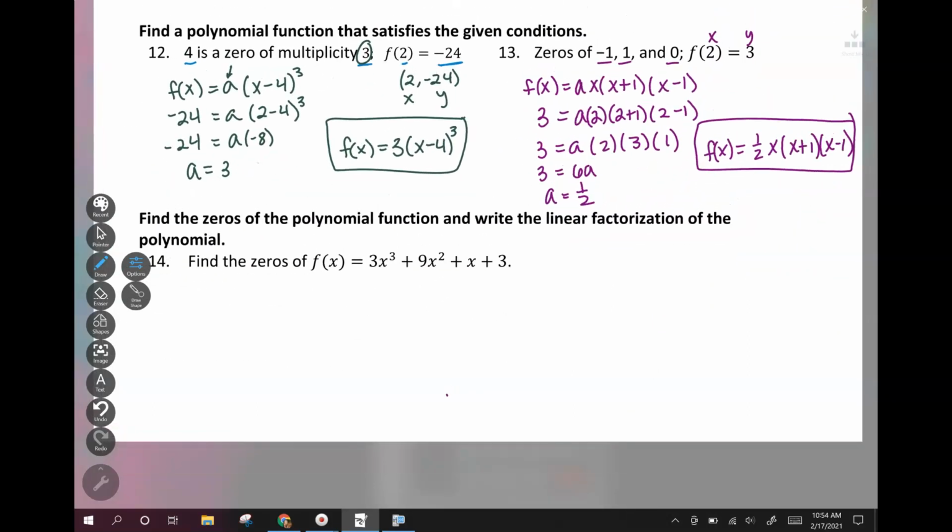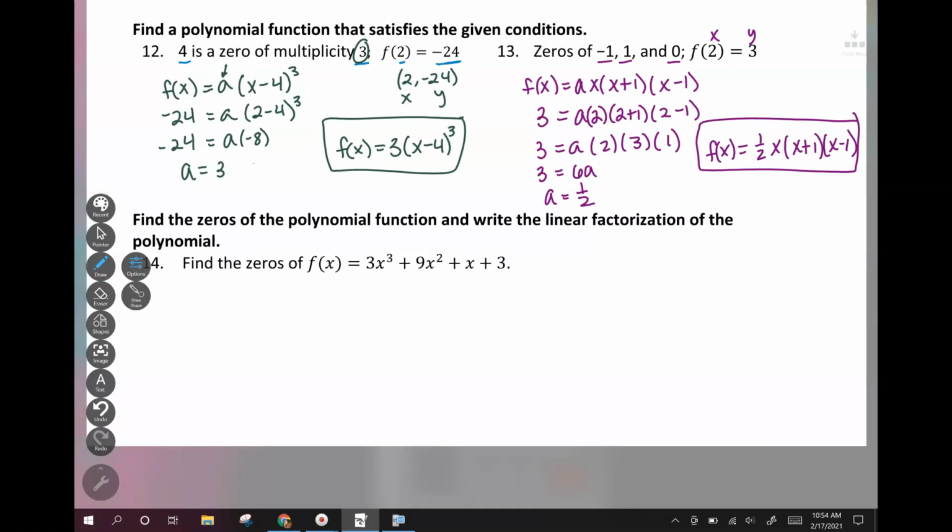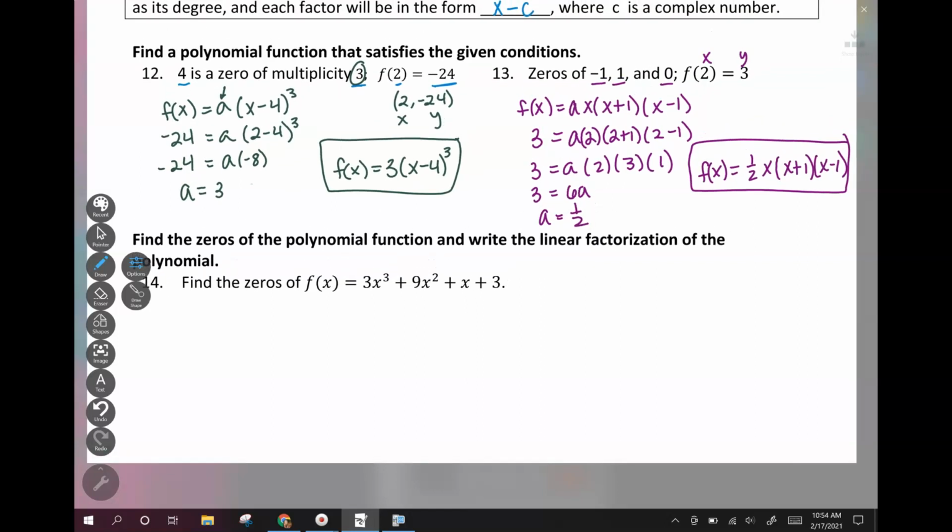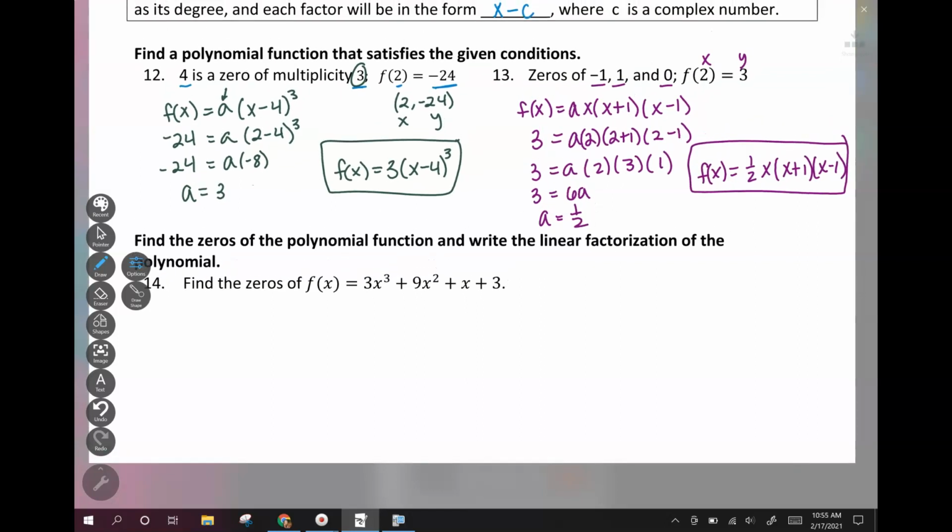All right, number 14, find the zeros of the polynomial function and write the linear factorization of the polynomial. Okay, so this goes back to what we did in part 2. We could use the rational zeros theorem to find our rational zeros, but if you look closely at this one, actually you know how to factor this, so you have an option here. You could just go ahead and factor it, or you could do your rational zero theorem, do all that work to find your zeros using synthetic division. How about, since we noticed we could factor this, we just factor it.